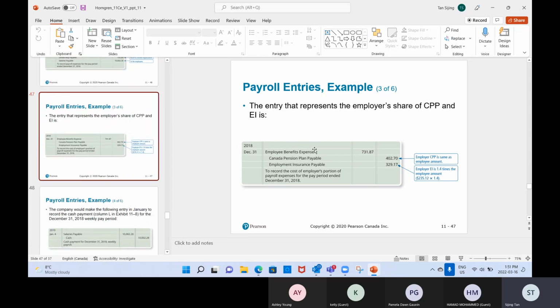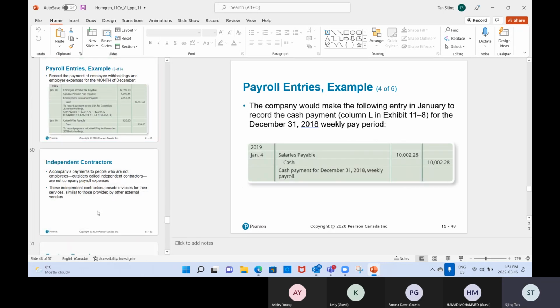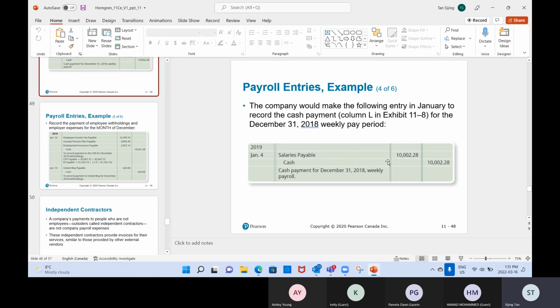Now the second journal entry you need to make is how much EI and CPP has to be paid by the employer. We know the CPP stays the same: whatever is paid by the employee, the employer just matches. For EI, the employer pays 1.4 times the employee's amount. So you debit employee benefits expenses and credit CPP and EI payable. Now the third entry is straightforward: cash paid for net salary payable. So we debit salary payable and credit cash.